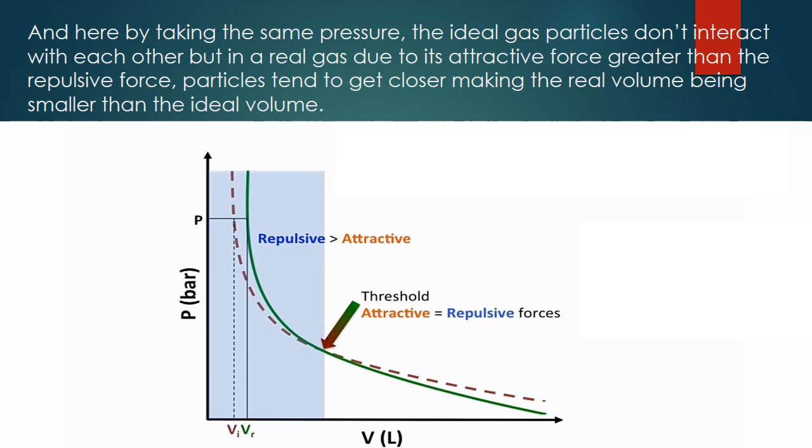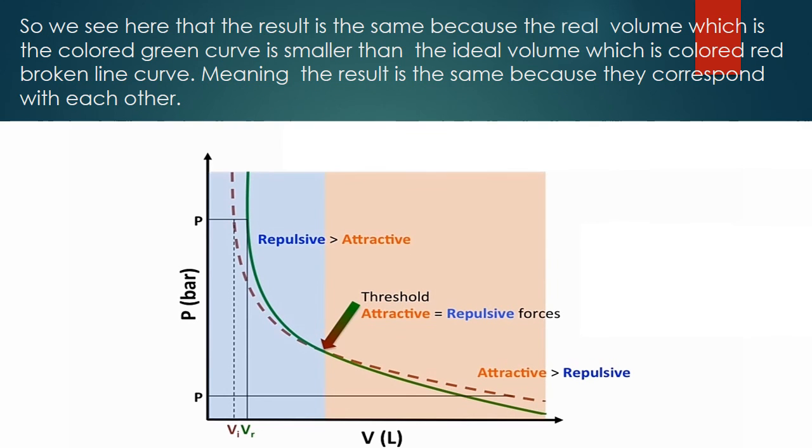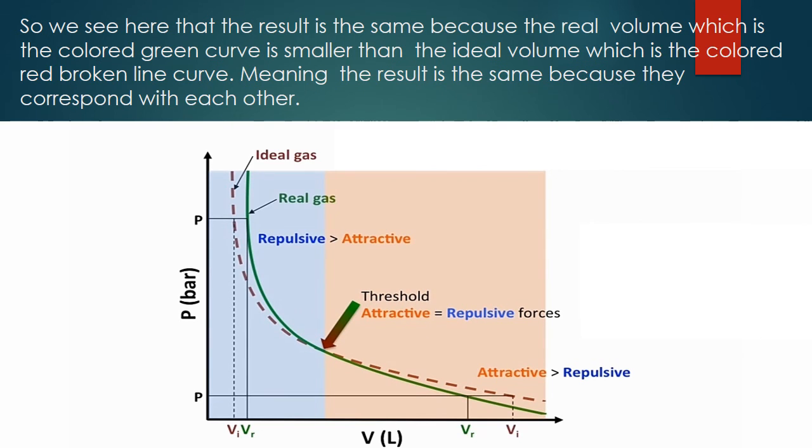And here by taking the same pressure, the ideal gas particles don't interact with each other. But in a real gas, due to its attractive force being greater than the repulsive force, particles tend to get closer, making the real volume smaller than the ideal volume. So we see here that the real volume, which is the green curve, is smaller than the ideal volume, which is the red broken line curve, meaning the result is the same because they correspond with each other.